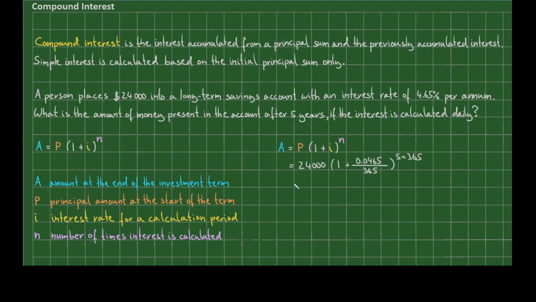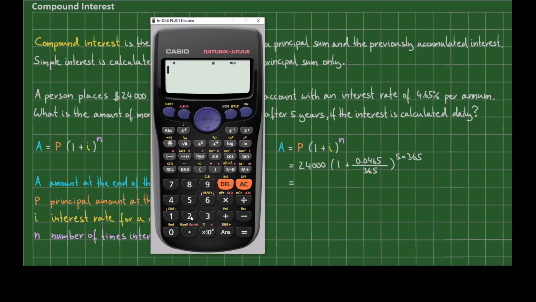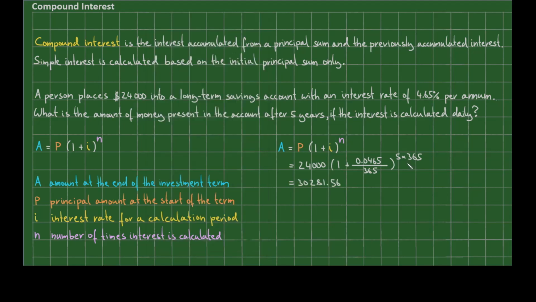Now that I have set this up, I'm going to ask the calculator to do the number crunching for me. I'm going to enter the principal. It will be multiplied by everything inside the bracket, and the entire bracket will be raised to the power of 5 multiplied by 365. And the calculator tells me that it is $30,281.56.